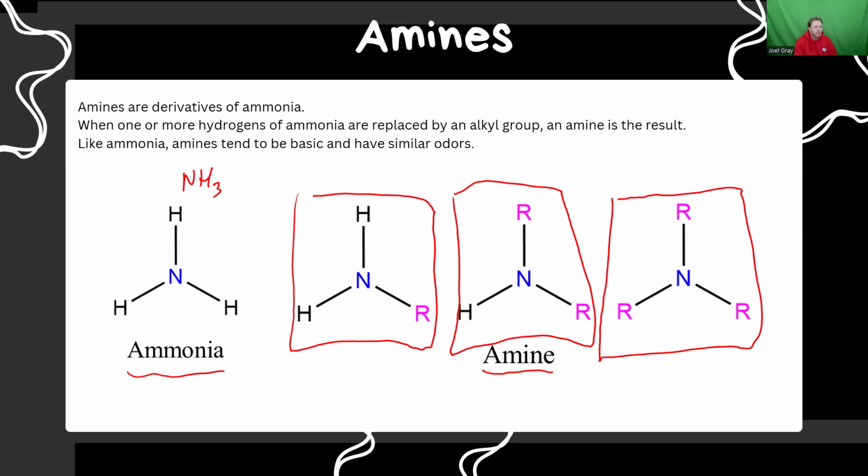Now, like ammonia, amines tend to be basic and they have similar odors. Now, what I want you guys to remember about amines is that if you have one R group, this is known as a primary amine. Does anyone want to guess what an amine with two R groups is known as? I'll draw the symbol.